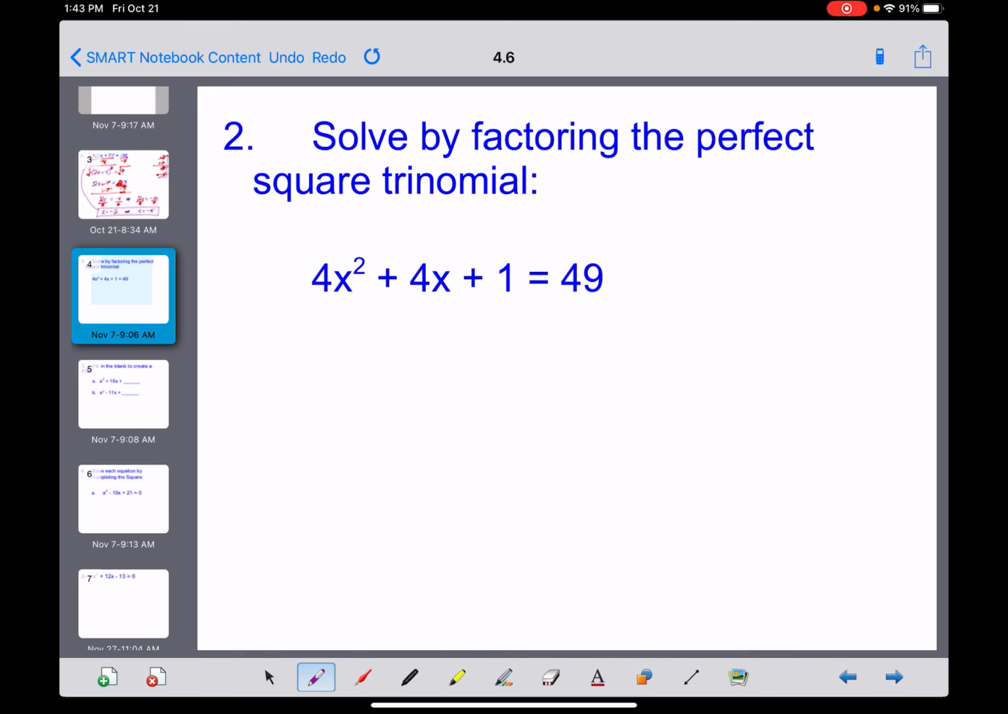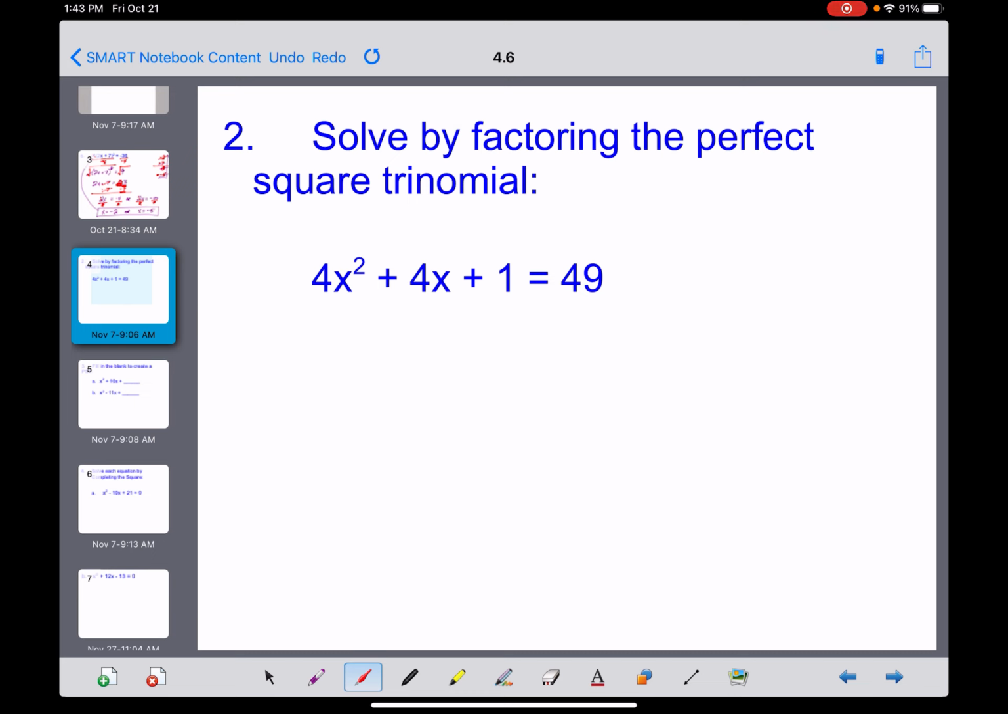All right, guys, as we move on here in section 4.6, the next thing I'm going to ask you to do is to take a look at this particular quadratic equation right over here, and the directions kind of tell you where we're going here in the rest of this section. We are going to solve this equation here by factoring a perfect square trinomial.